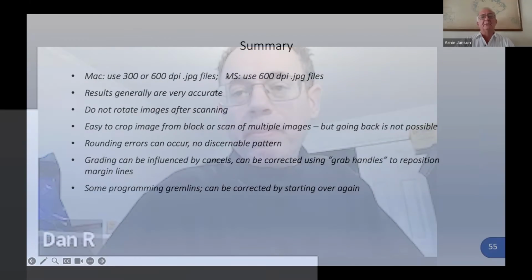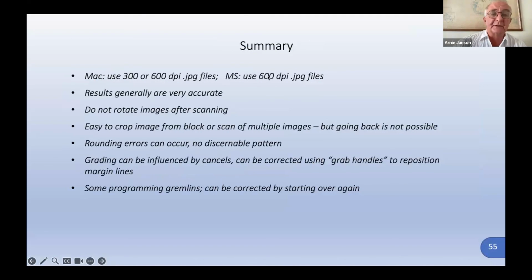Microsoft, obviously it works at 600 according to my colleague Phil. Sure, it's also generally very accurate. I pointed out a couple of instances where it wasn't. Don't rotate images after scanning. Now, obviously, whatever Tara did worked, because I've had mixed results with rotated images. It's easy to crop the image from a block or scan of multiple images, but going back is not possible. It's a programming weakness. Rounding errors can occur. I haven't figured out what triggers them.